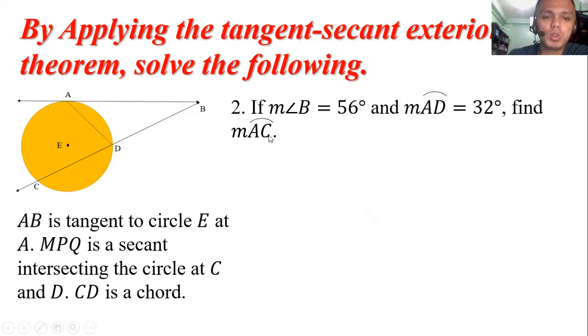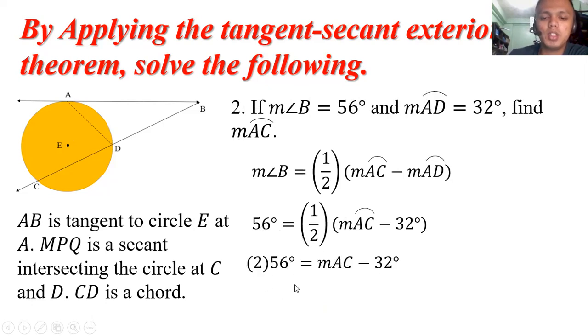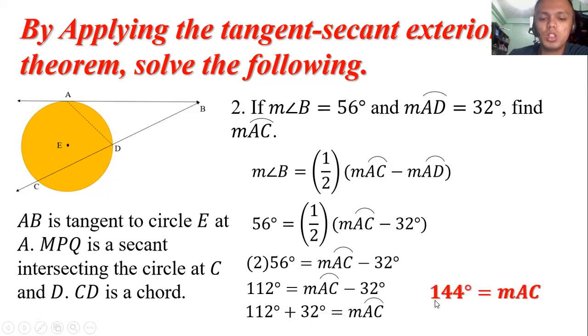Next, number 2. If measure of angle B naman is 56, your AD is 32, what is your AC? Again, substitute your B to 56, your AD is 32. Then multiply by 2, 2 times 56, that would be equal to 112 degrees. Then transpose 32 to the other side, we have 112 plus 32 is equal to 144 degrees for your measure of arc AC.